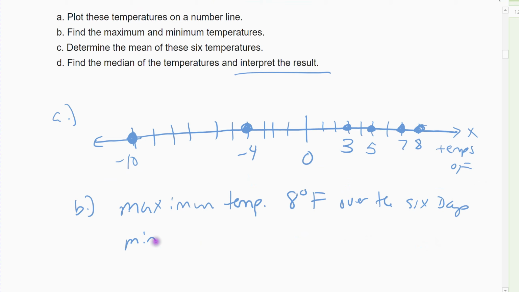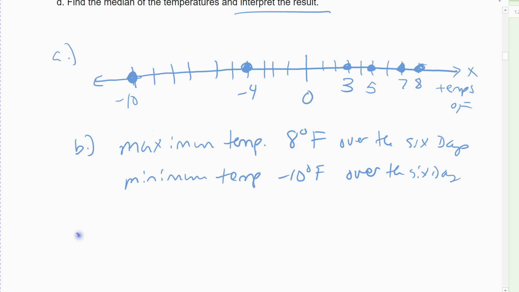The minimum temp was negative 10 degrees over the 6 days. Alright, was the negative, right? That's the minimum. Negative 10 was my minimum.